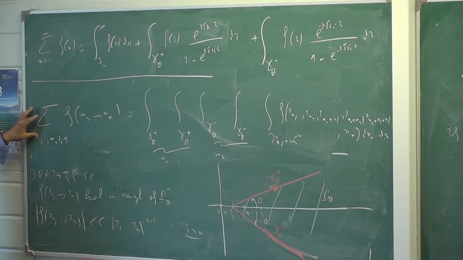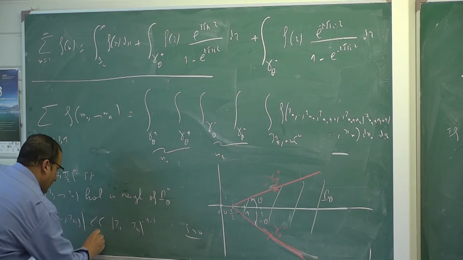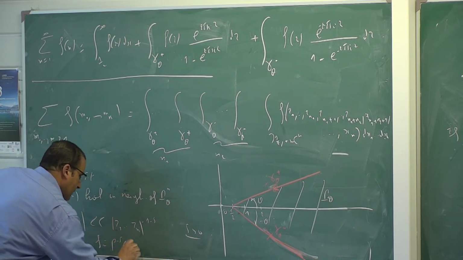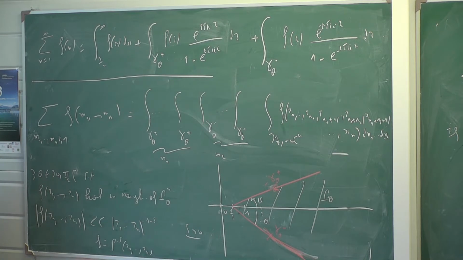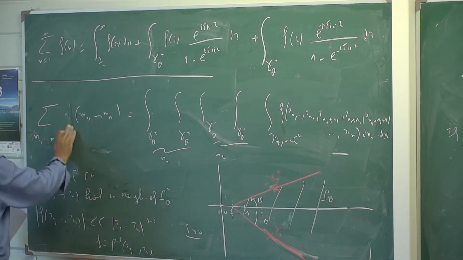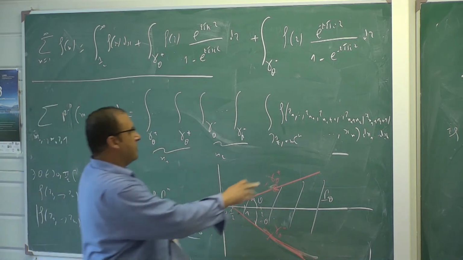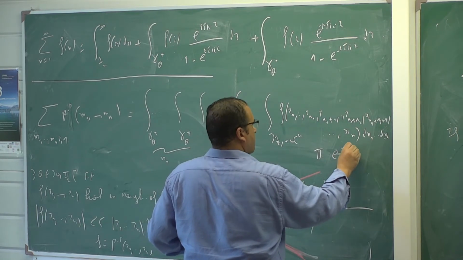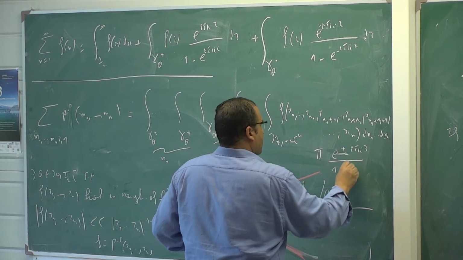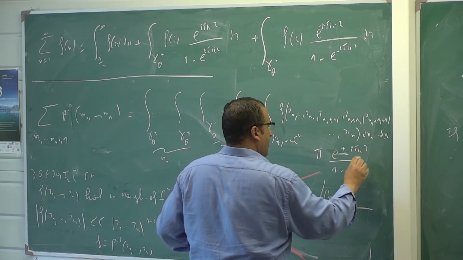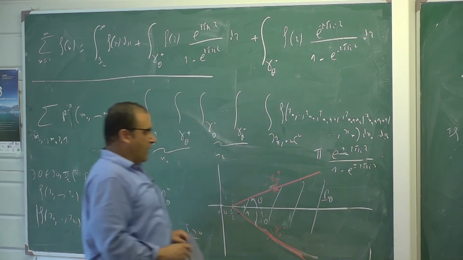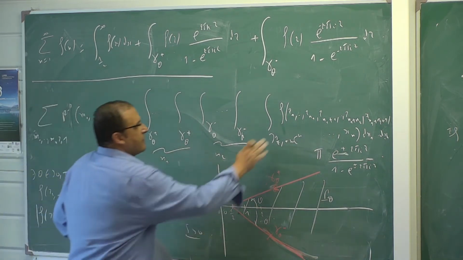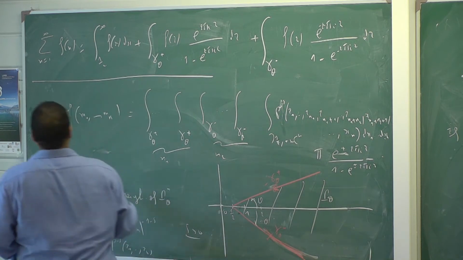So you can apply this formula to f equal P to the minus s. And for s big enough, these functions satisfy this assumption. So if you apply this with f equal P to the minus s, here I forgot the factor, the product of exponential plus minus 2πiz over 1 minus exponential plus minus 2πiz. And if you apply this, you get your zeta function.